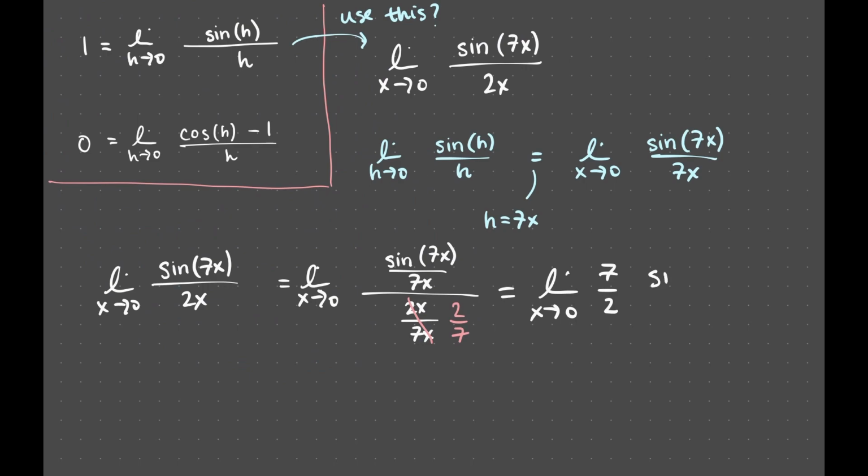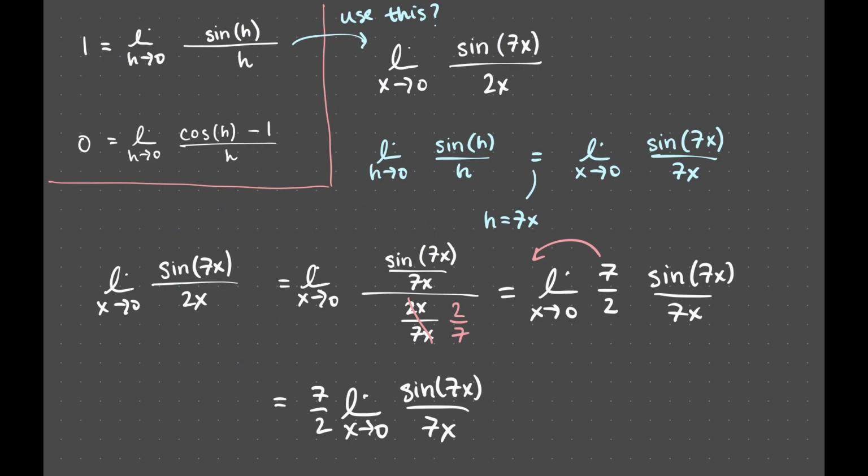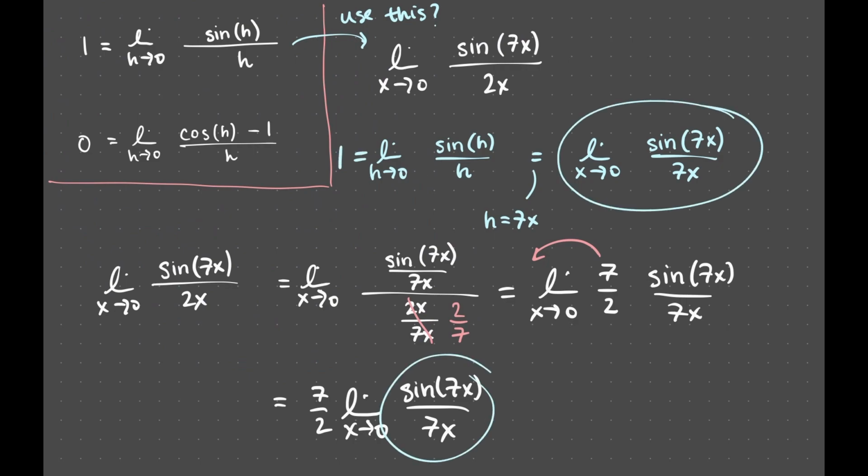Because we're dividing by this constant, it's the same as multiplying by its reciprocal, so we could write that we're multiplying by 7 over 2 instead. And because this is just a constant, we can pull it out in front of the limit. What we're left with is 7 over 2 times the limit of sine of 7x over 7x. Because the limit appearing here is just equal to 1 from our considerations that we did earlier, the answer just becomes 7 over 2.